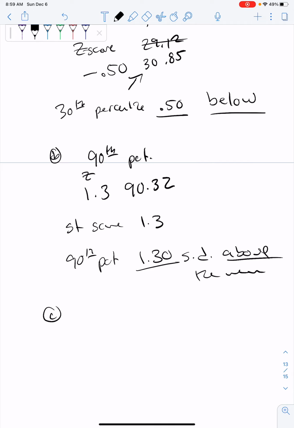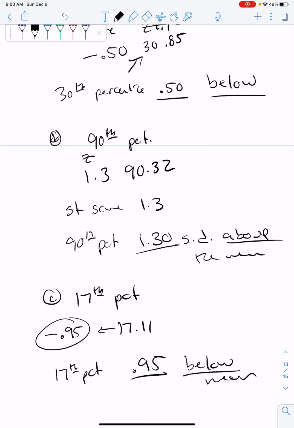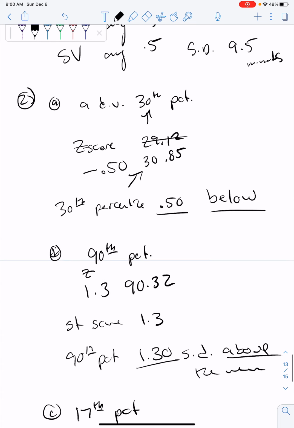C, same thing, except this time I'm looking at the 17th percentile. So I go to the table, and for 17%, I've got one that's 17.11. I'll use that. My z-score is negative 0.95. So that would be my first answer. And what that means is that the 17th percentile is 0.95 below the mean. So you need to put in the 0.95 and you need to put in the below. Okay, be careful on that one.